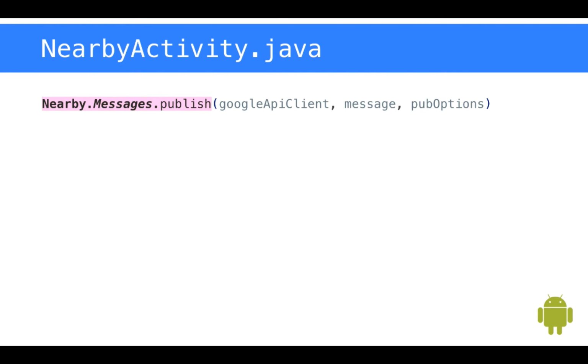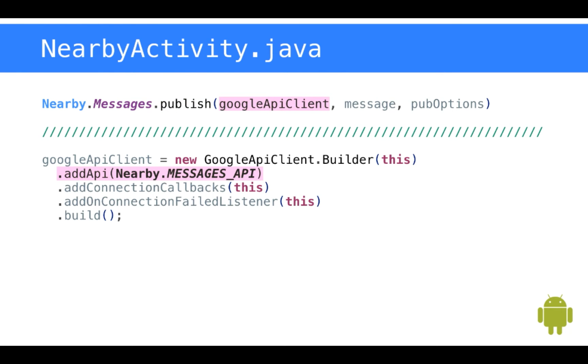Then when you want to publish a message, there's a bunch of different things you have to prepare. So the access is just Nearby.Messages.publish and then a bunch of things that we'll talk about. The first is a Google API client. Anyone who's developed on Android is familiar with this. In particular, when we create this client, we want to add the Nearby Messages API to our client. This will allow us to access all of the nearby messages stuff that we want to.